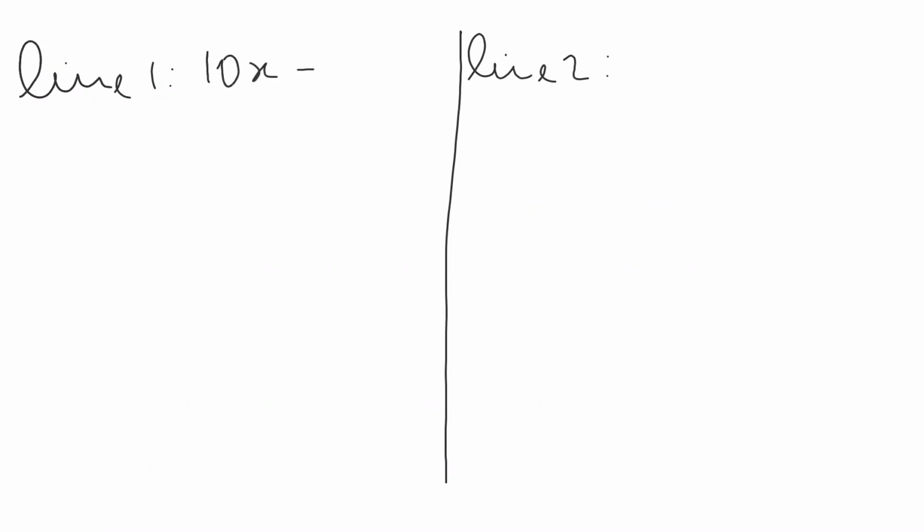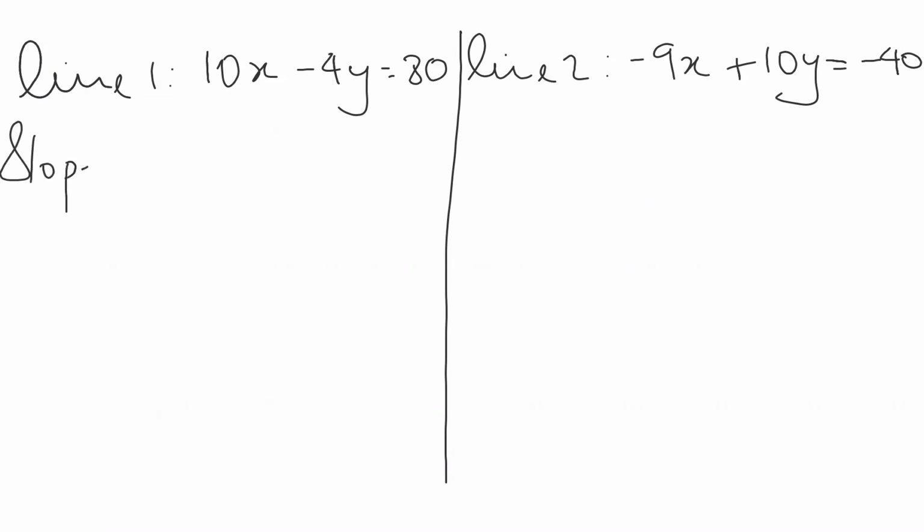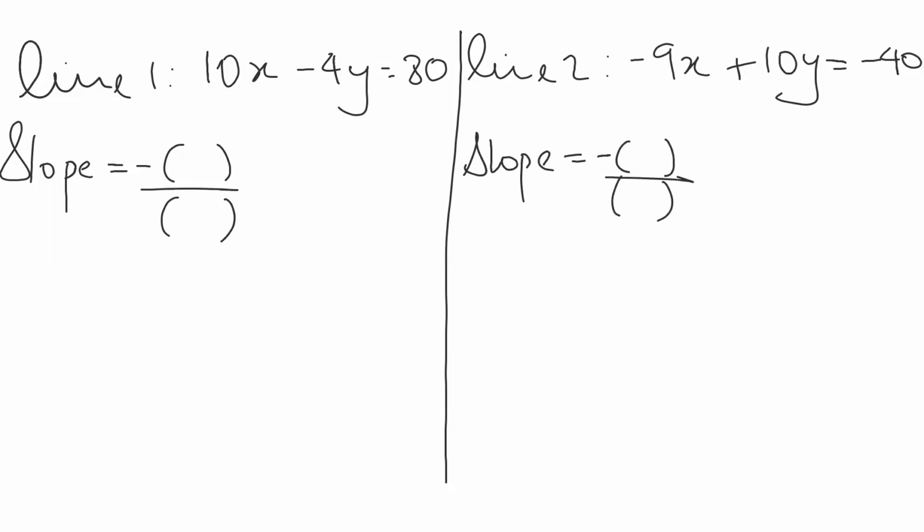So line 1 is 10x minus 4y is equal to 80, and line 2 is minus 9x plus 10y is equal to minus 40. So we have written the equation of both the lines. Recollect the procedure. We'll calculate both the slopes. Minus a by b is the formula. a is the coefficient of x, that is 10, and b is the coefficient of y, that is minus 4. So this is equal to 10 upon 4. And on the other side, a is minus 9 and b is the coefficient of y, which is plus 10. So this is equal to 9 upon 10.